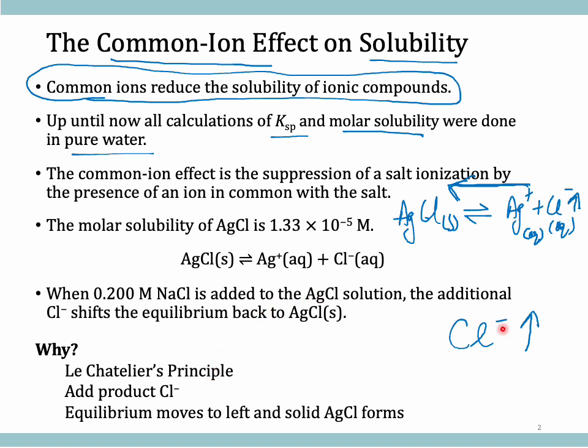It's not necessary that this chloride has to be added as AgCl or as the same compound. It can be added in any form. Any chloride ion is going to produce the same effect. For example, when 0.2 molar NaCl is added to AgCl solution, the additional chloride shifts the equilibrium back to AgCl. So the equilibrium shifts towards AgCl.